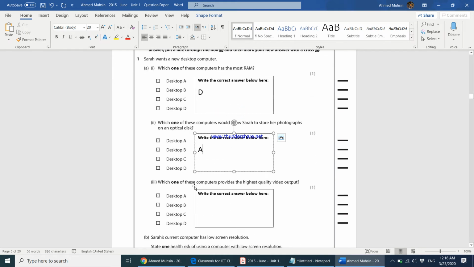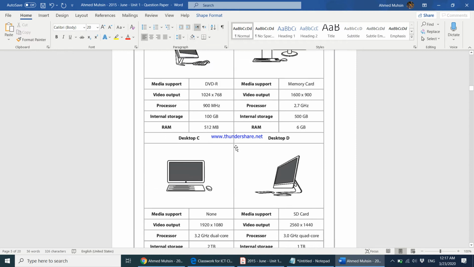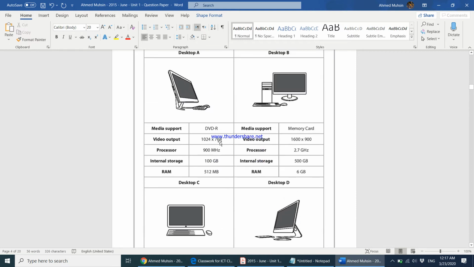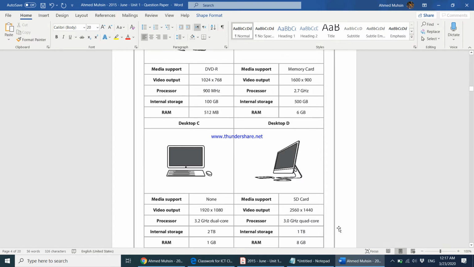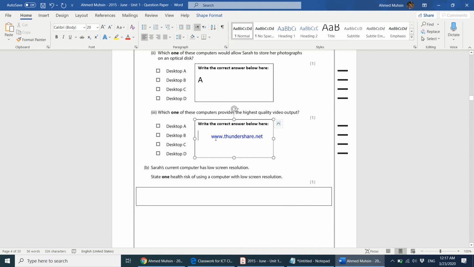The third question, which one of these computers provides the highest quality video output? So we've got to go back to the 4 computers. Computer A is having a video output of 1024 by 768. This is the resolution. Okay, so this particular desktop, its monitor can accommodate 1024 dots by 768 dots. That's good. Desktop B is having an even higher value. Desktop C is having an even higher value, and you come to desktop D, it's having the highest value, 2560 by 1440. So the best video output is going to go into desktop D. Okay, so we put our answer D here.